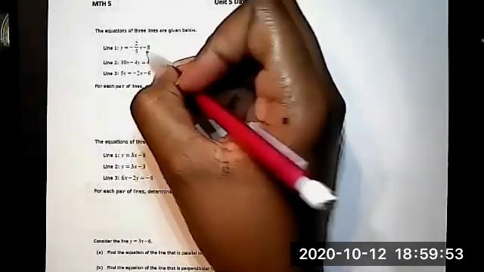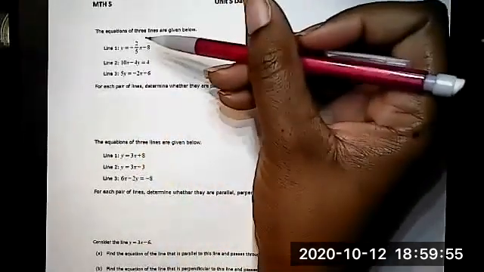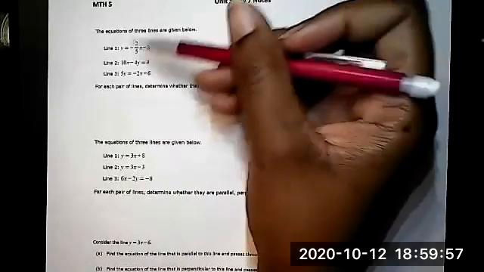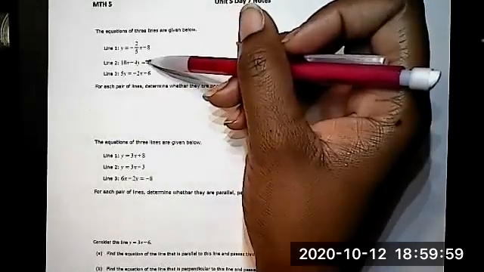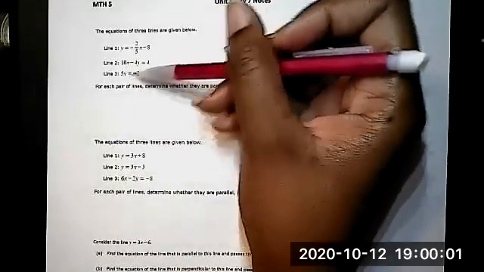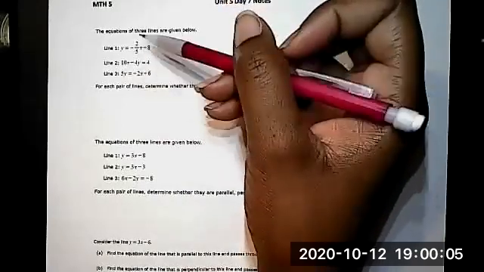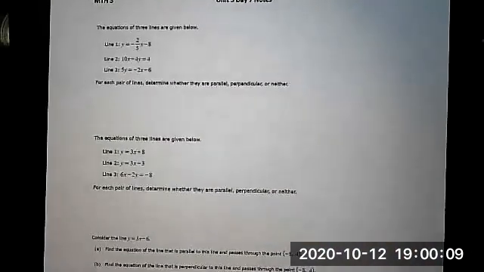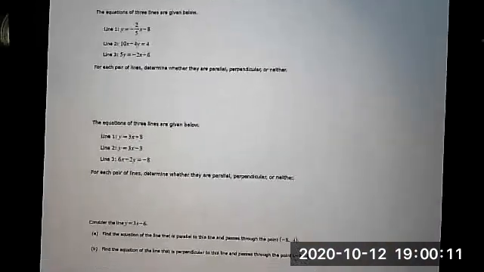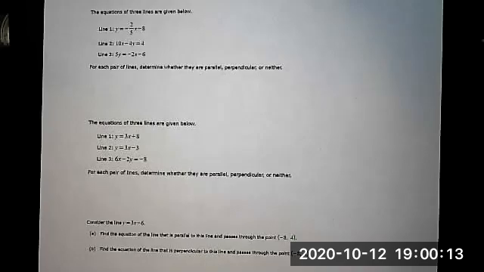All right, so here the equations of the lines are given below. So we have y equals -2 over 5x minus 8. We have 10x minus 4y equals 4. And we have 5y equals -2x plus 6. Now, in order to look at these and tell the slope of each, we have to get them all y equals. They're not, but we need to get them that way.